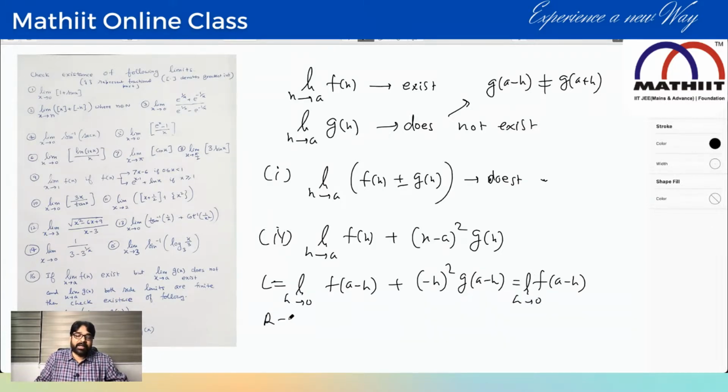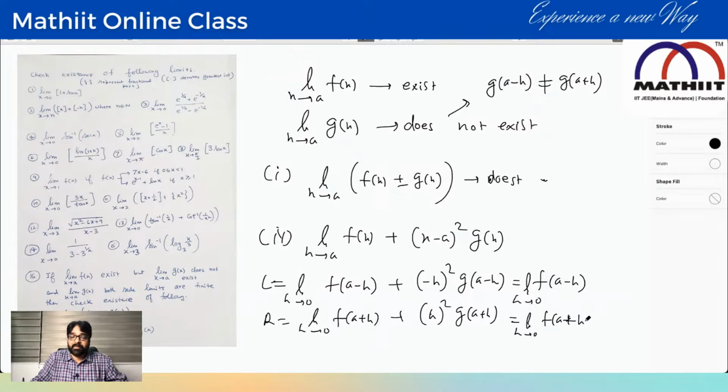Correct? And right hand limit, limit h approaches 0, f of a plus h plus h whole square g of a plus h. Since this is a finite number, although these two are not equal, this is a finite number and this is 0, so 0 into a finite number is 0, and that will be equal to limit h approaches 0, f of a. I don't know what is f of a minus h and what is f of a plus h, but I know both are equal, because this exists. So we'll say that this limit exists. I'm sure everybody understood.